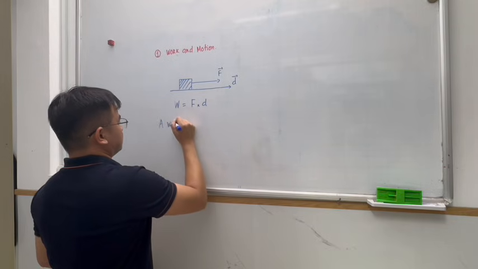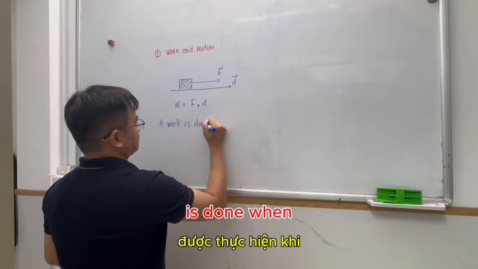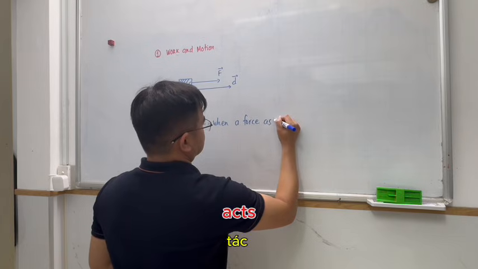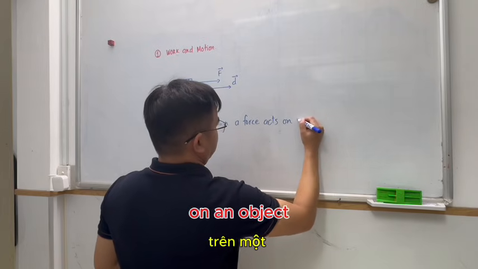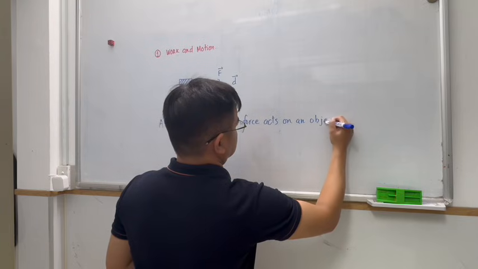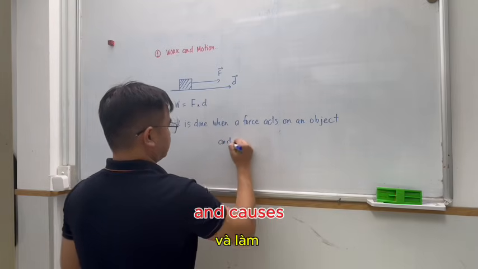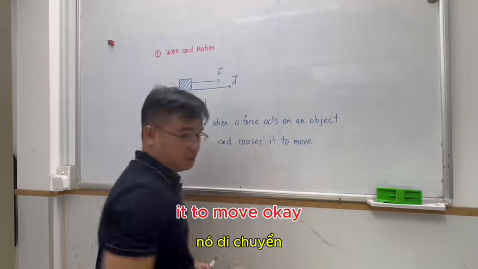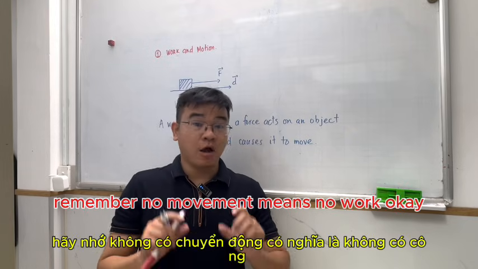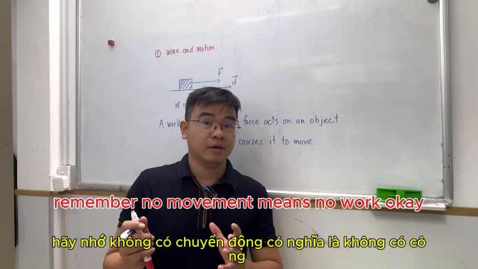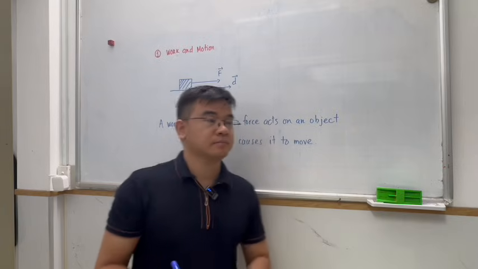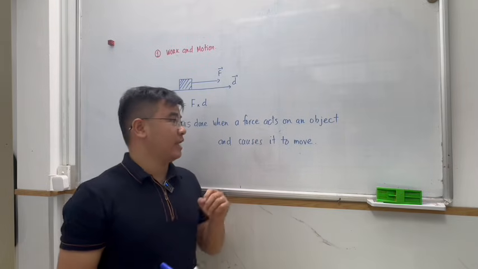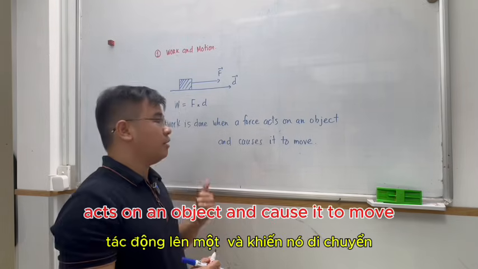Work is done when a force acts on an object and causes it to move. Okay, remember, no movement means no work. Okay, now let's read it together. Work is done when a force acts on an object and causes it to move.